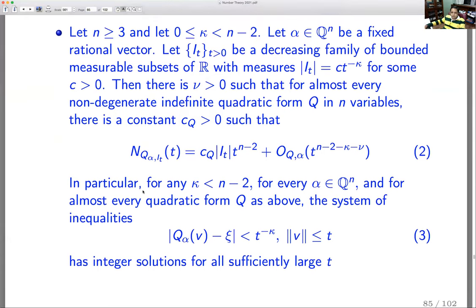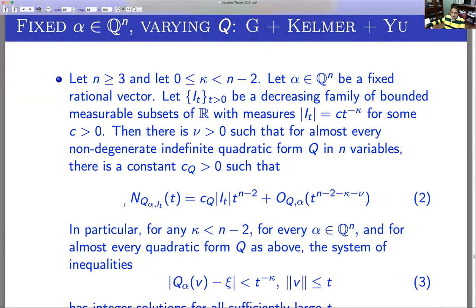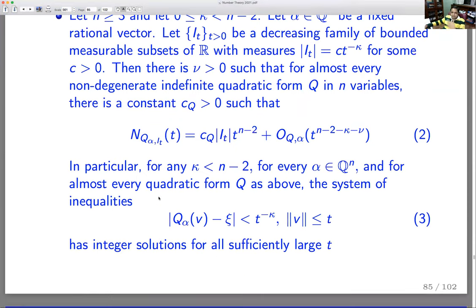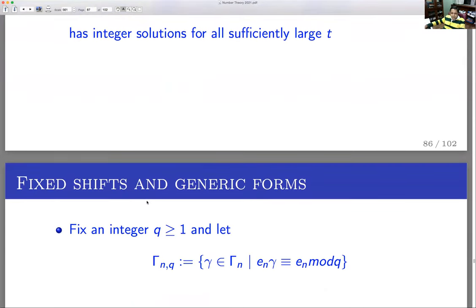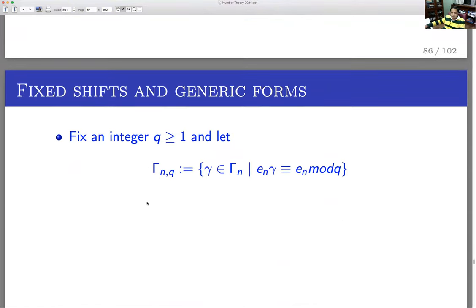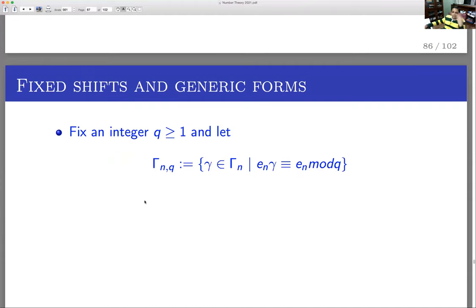All right, so these are the results that we obtained jointly with Dubi Kelmer and Shucheng Yu. In the rest of the talk, I want to briefly indicate how this approach using higher moments of Siegel transforms works, by trying to briefly explain how one would prove this kind of result. And then I'll end by trying to highlight some more recent work along these lines. Okay, so basically the philosophy is quite simple. We have a fixed rational shift, and what we do is use this fixed rational shift to get a hold of a congruence subgroup of SL_n(Z).